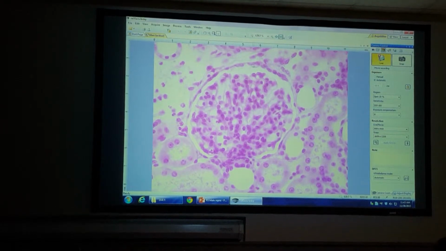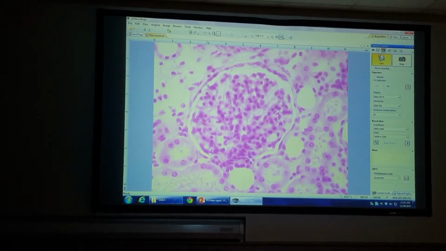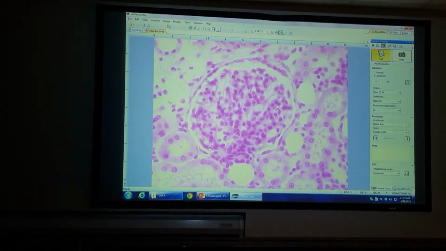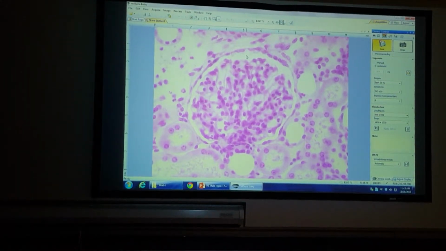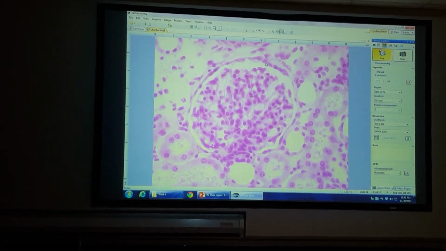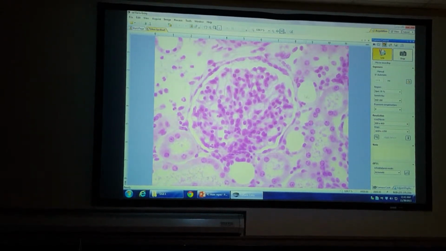Parietal layer of Bowman's capsule, or parietal layer of the glomerular capsule. So you've got glomerulus in here, capsular space, parietal layer of the glomerular capsule. Okay. Then I look out here. What am I seeing here?